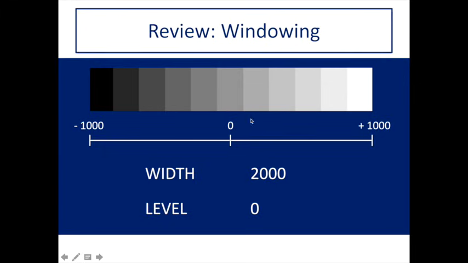So if we're looking for blood or a stroke or anything like that, we're not going to be able to see it. The principle of windowing is playing around with this distribution of shades of gray so that we can actually see with our eyes clinically important density differences. There are 2 numbers that define any window: the window width, which is 2000 here, and the window level, which is where the window is centered. Here it is 0.